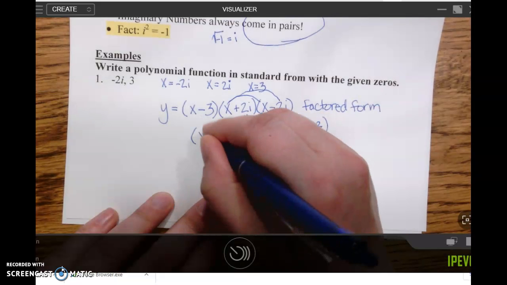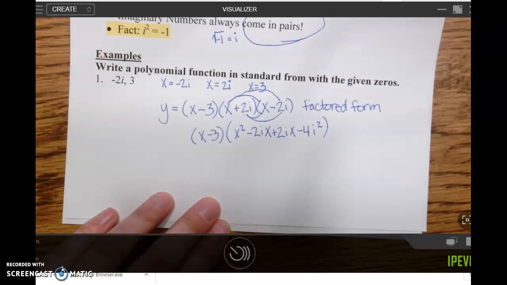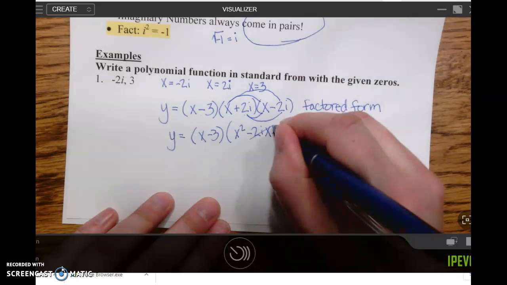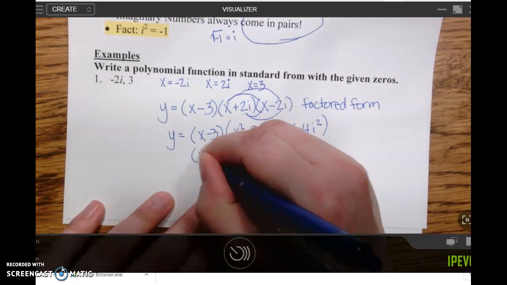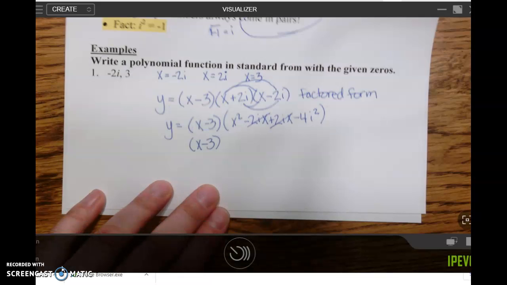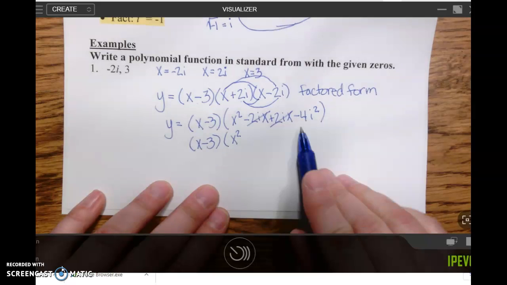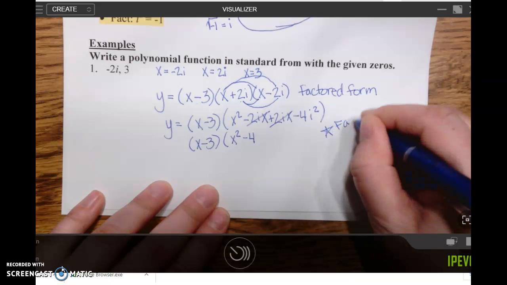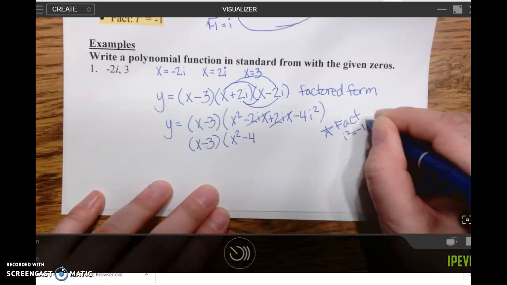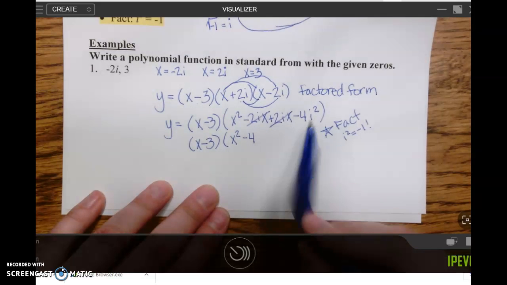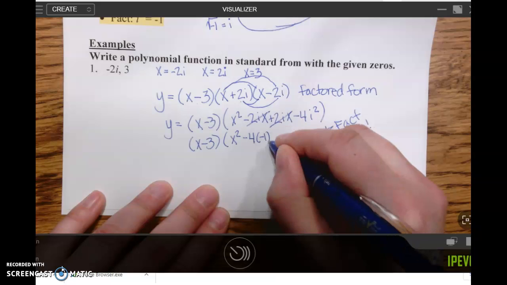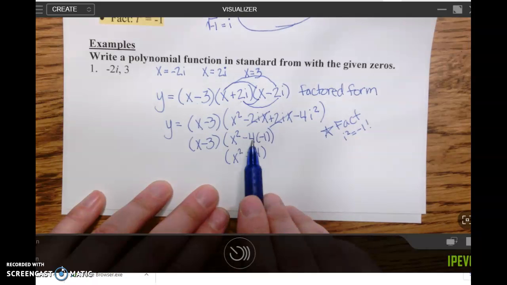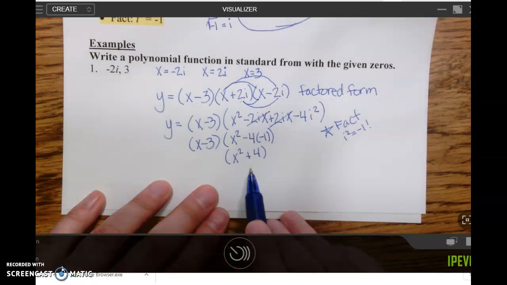And just like with the warm-up, we're going to bring the x minus 3 down, just like we brought the x down. And I'm going to look for like terms. The negative 2ix and the positive 2ix cancel. And we're left with the factor we haven't used yet, x minus 3. And then we have x squared minus 4i squared. But remember that i squared is equal to a negative 1. And so I'm going to replace the i squared with a negative 1. So I have minus 4 times a negative 1, which is really x squared plus 4, because a negative times a negative is going to make this plus 4.